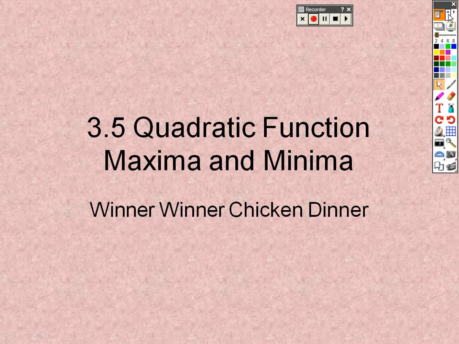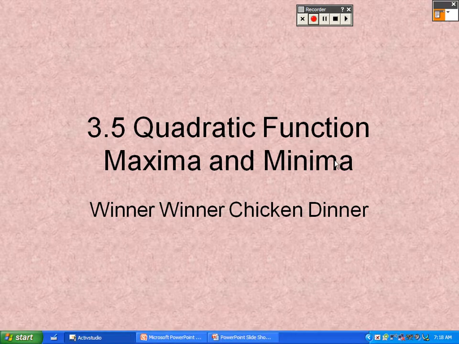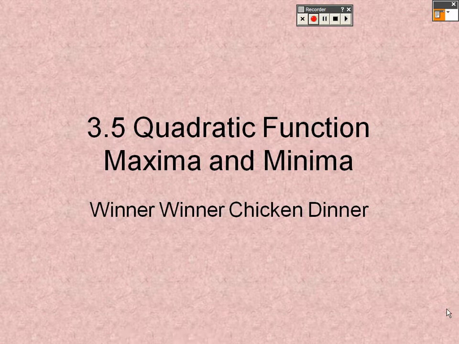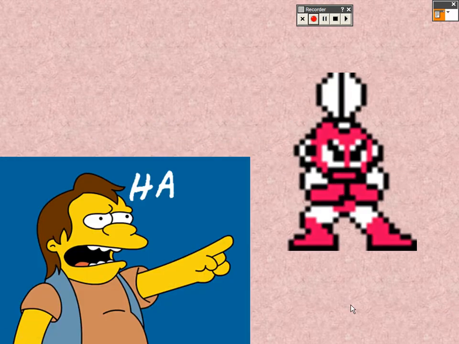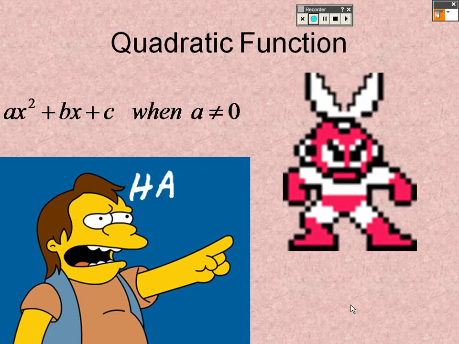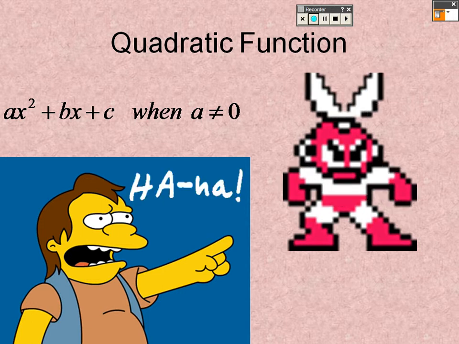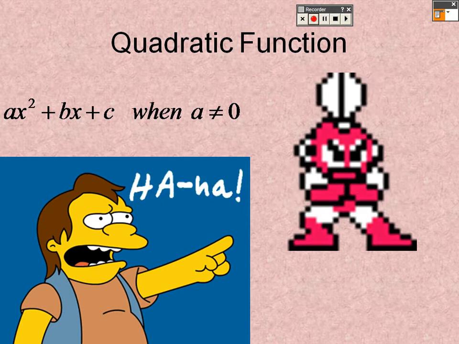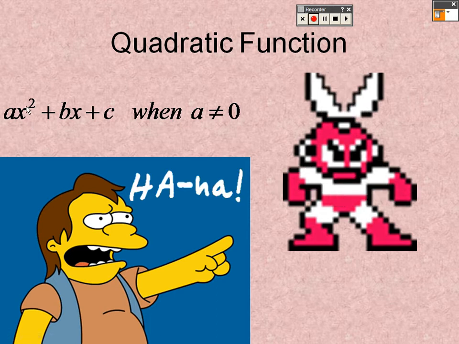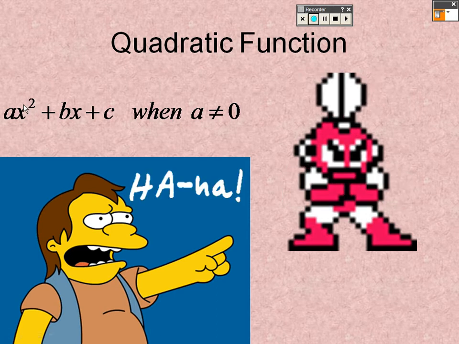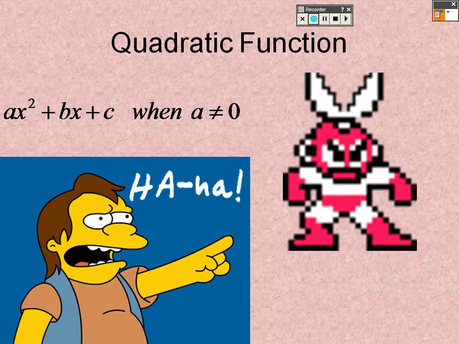Okay, so let's take a little gander here. We have 3.5, quadratic functions, maximum and minimum. A quadratic function is ax squared plus bx plus c, and it's when a does not equal 0. Here is your best way to see that it's a quadratic: you get the little 2 as the exponent there, signifying that it is a quadratic.